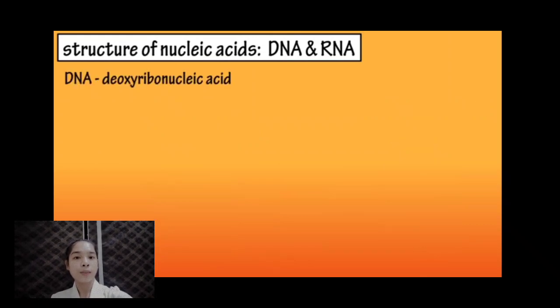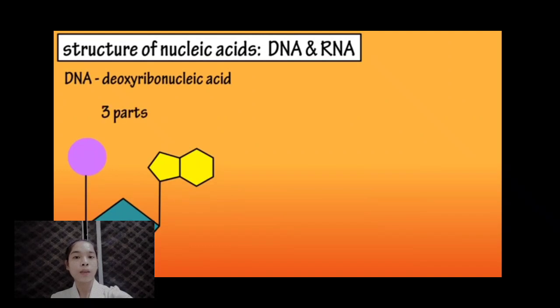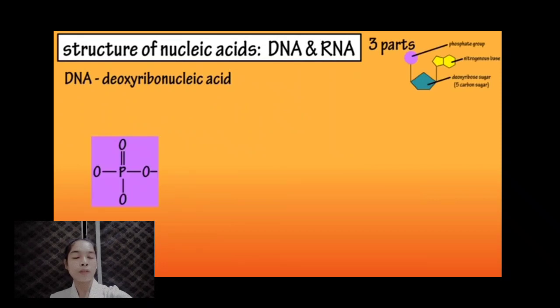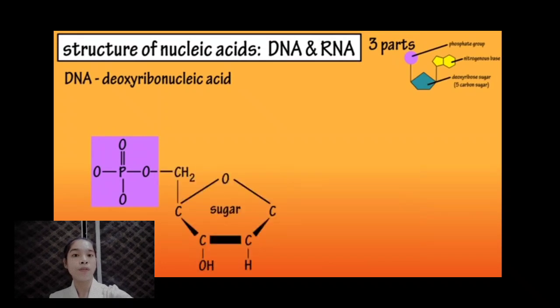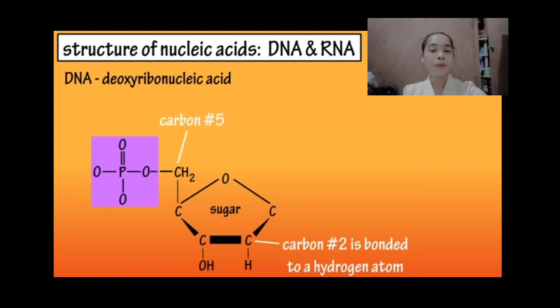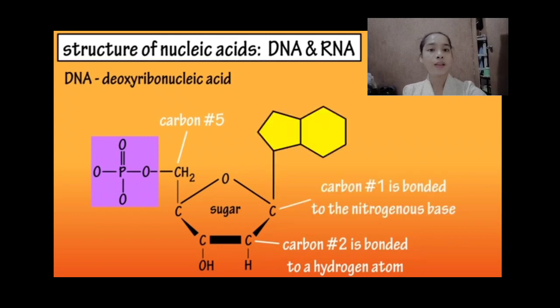The nucleotides that make up DNA have three parts: a phosphate group, a nitrogenous base, and deoxyribose sugar, or carbon 5. The phosphate group consists of a phosphate bonded to 4 oxygen atoms, with one of the oxygens bonded to the number 5 carbon of the deoxyribose sugar. An important note here, the number 2 carbon of the deoxyribose is bonded to a hydrogen atom. Carbon atom number 1 of the deoxyribose sugar is bonded to the nitrogenous base.